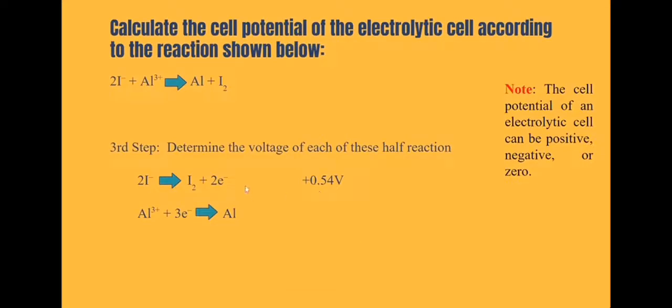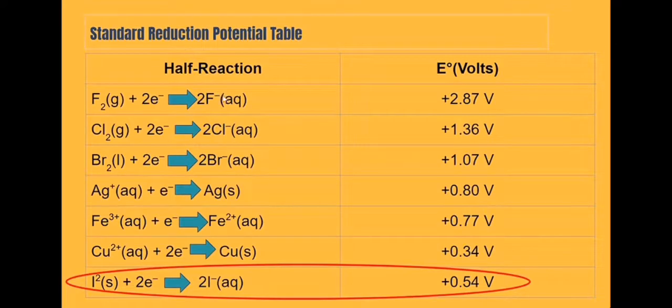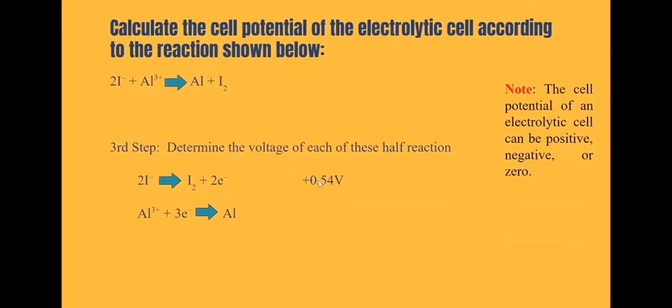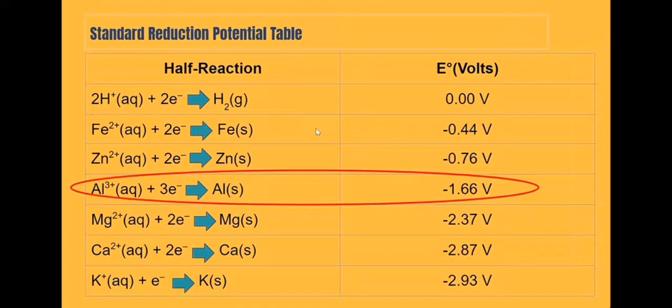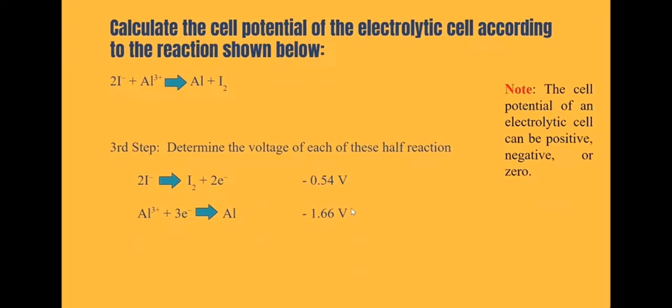At dahil nasa right hand side siya, it is oxidation. Bawal po itong maging positive 0.54 kasi po ang table po natin is for reduction, hindi po siya for oxidation. So, ang 0.54 ay gagawin lang natin negative 0.54 volts. At ito, dahil nasa left hand side na talaga ang electrons niya, hanapin lang natin ang aluminum. Ang aluminum ay may negative 1.66 volts. Kaya, kakopyahin lang po natin siya, negative 1.66 volts.